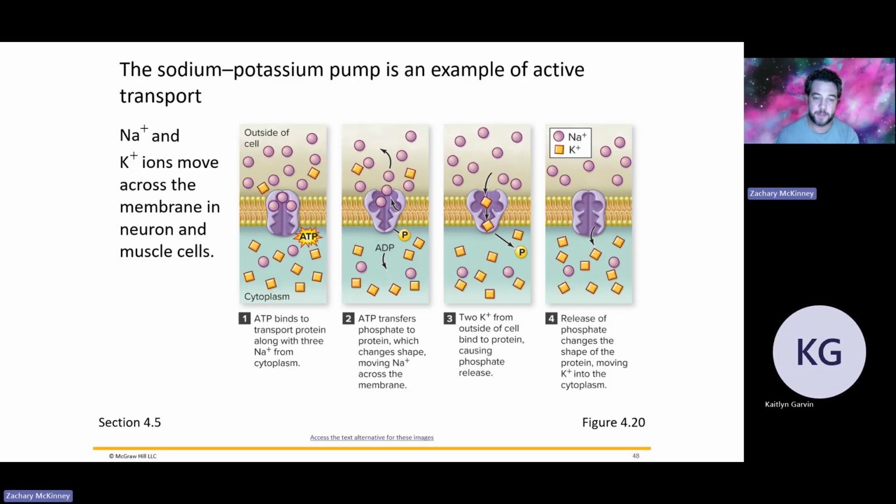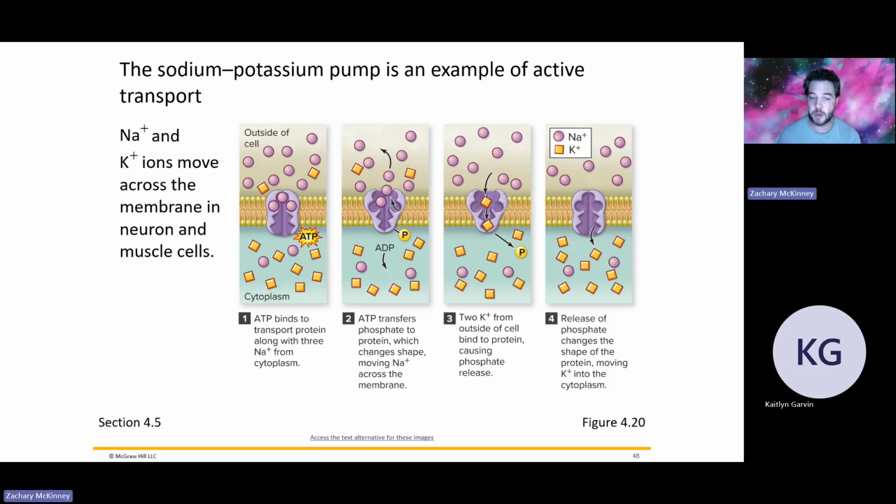It changes the shape of the pump, and so it can be ejected. Once it opens up, these 2 potassium that are out here can then bind to the pump. That binding is a passive process. That's just a natural chemical process. Once they bind, though, their binding changes the shape enough that this phosphate releases.